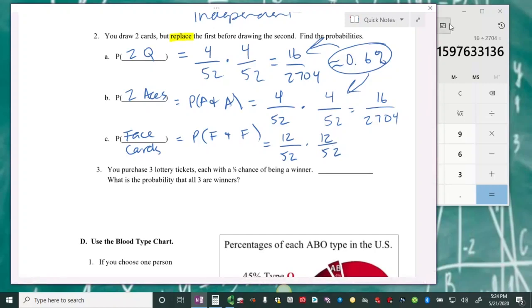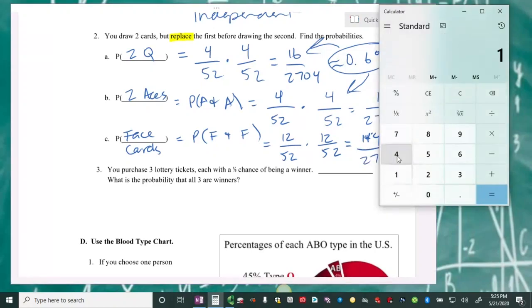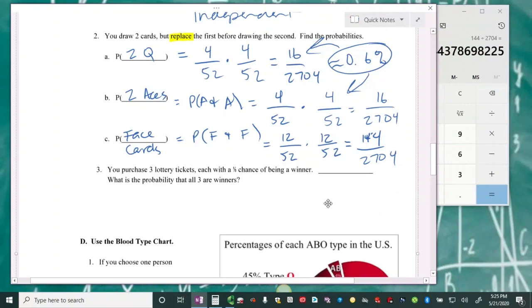I have the same denominator, but this time I've got 144 for my numerator and 2704 for the denominator. So as I do that math, 144 divided by 2704, we end up with about a 5.3% chance. So this one, I'm going to write it right here, is about 5.3%. So when we're doing these with replacement, you'll notice that the numerators and denominators stay the same. 4 goes right back to 4, 52 goes right back to 52 because I'm putting that card back in the deck.